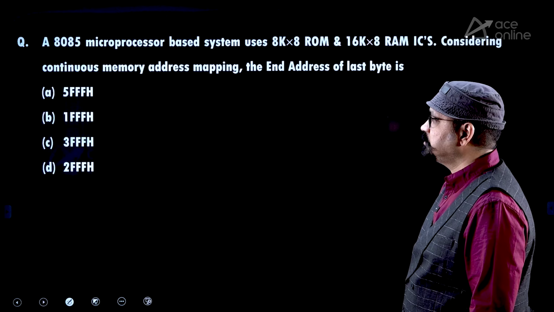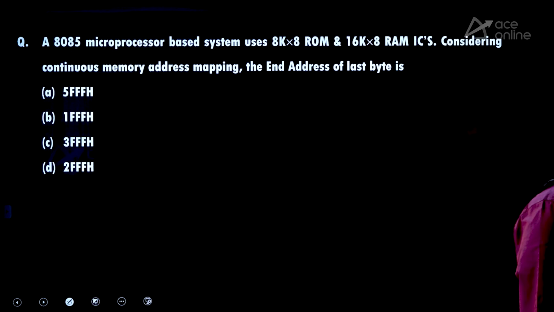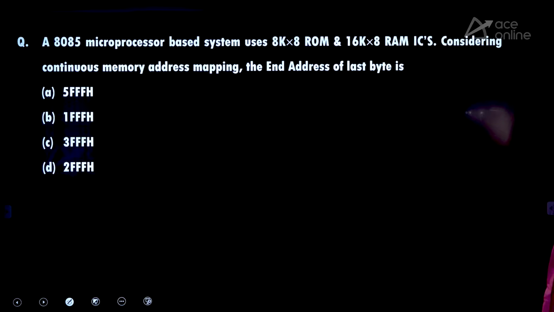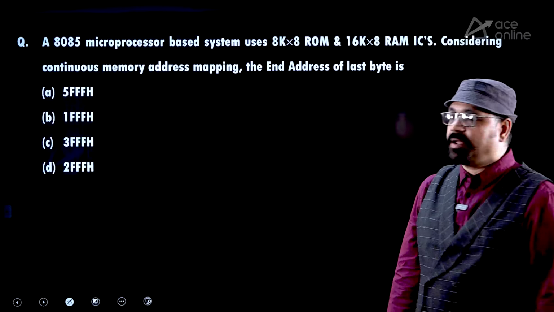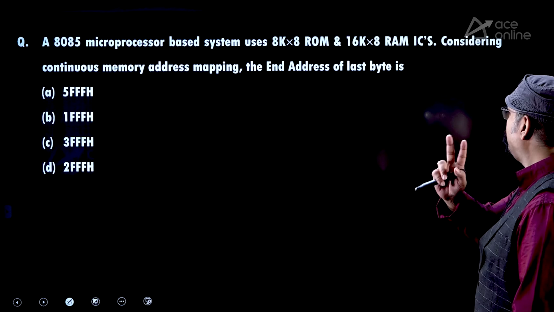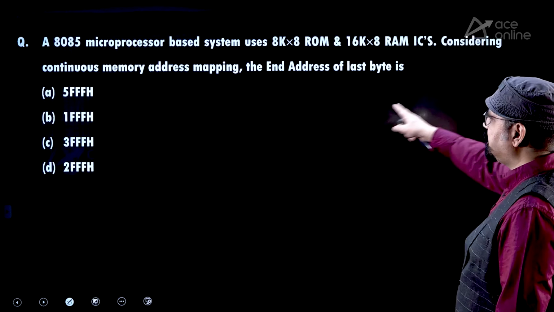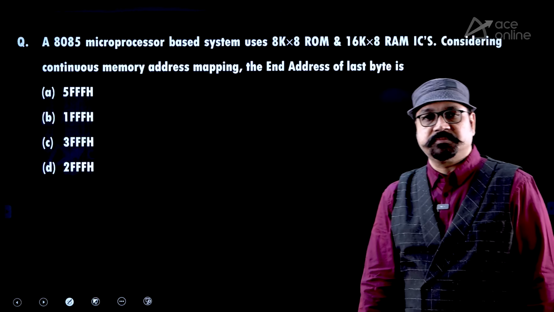Let's see the next question. Please read this. A 8085 microprocessor based system uses 8 K by 8 ROM, 8 KB ROM, simply you can say 8 KB ROM, and a 16 K by 8, that is 16 KB RAM ICs, 2 memory ICs. Considering continuous memory address mapping, the end address of the last byte is.